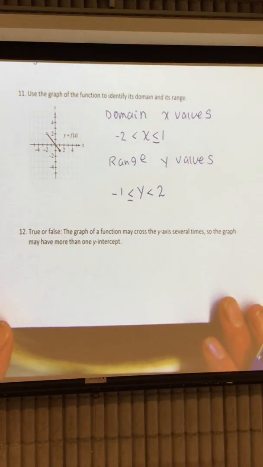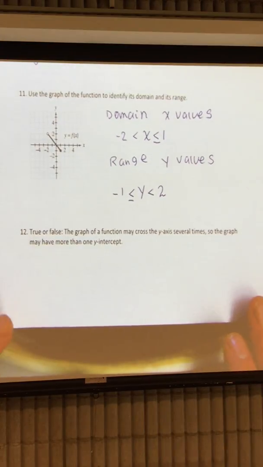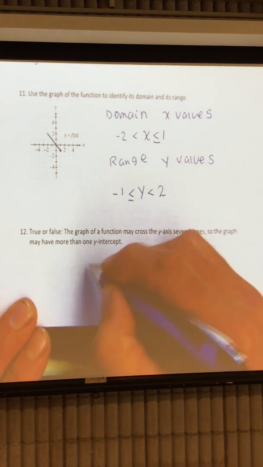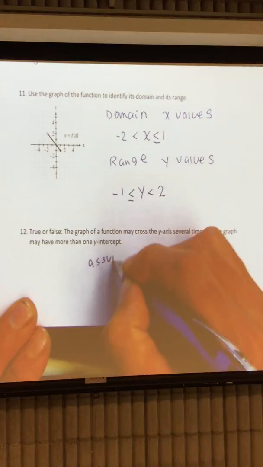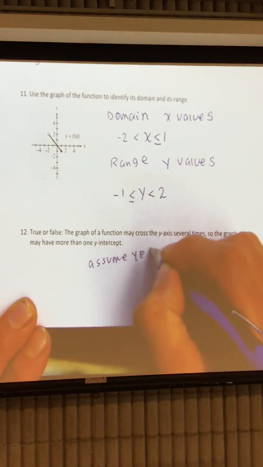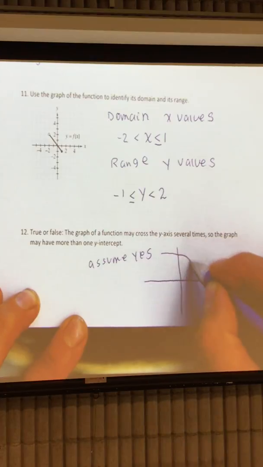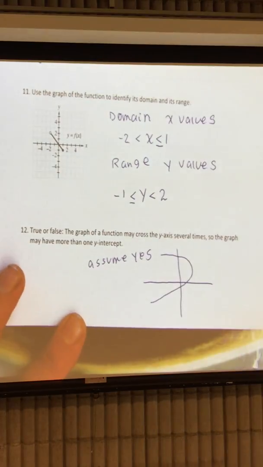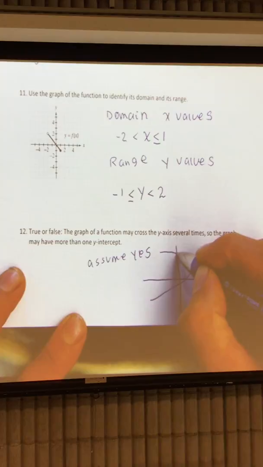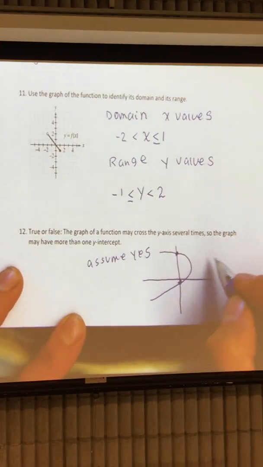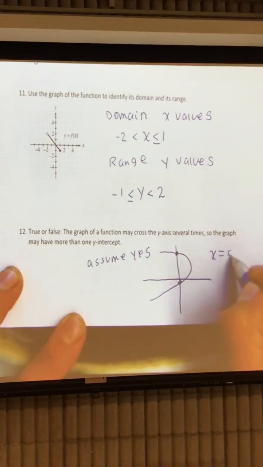Problem 12. Is it possible for a function to have more than one y-intercept? Well, assume it does. What would the resulting picture look like? Let's draw something that has at least one y-intercept and make a second y-intercept. And to do that means that x equals 0 will have two y values.